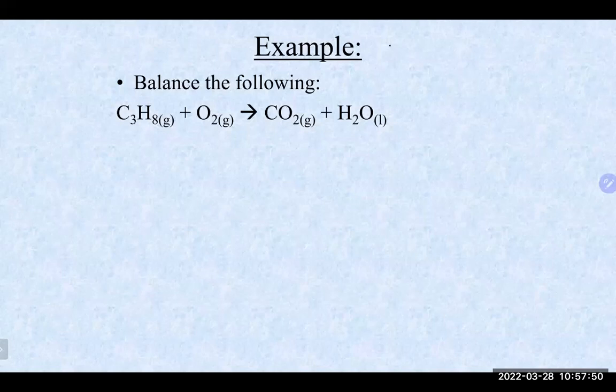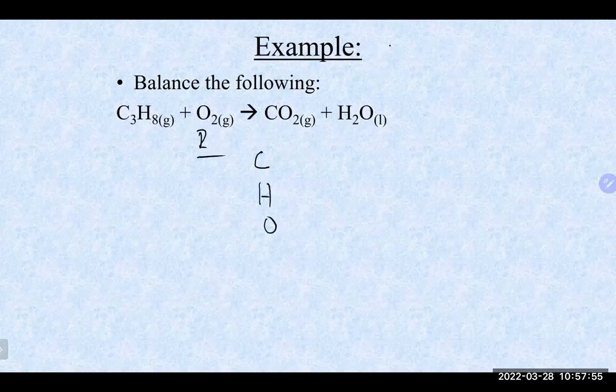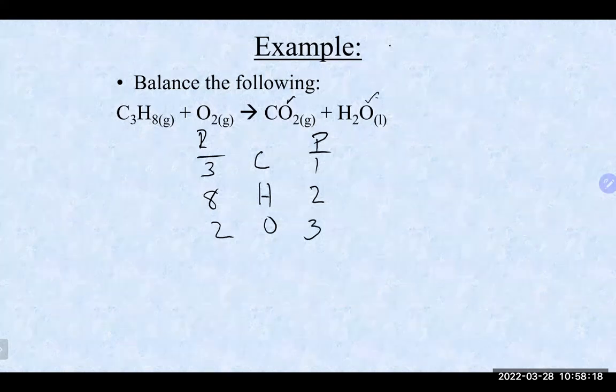Make our table. We've got some carbon, we've got hydrogen, we've got oxygen, reactant side, product side. Left-hand side, 3 carbons, right-hand side, 1 carbon. Left-hand side, 8 hydrogens, right-hand side, 2 hydrogens. Left-hand side, 2 oxygens, right-hand side, we've got 2 oxygens there, plus 1 more there, which does give us 3 in terms of oxygen. In this case, not much balance, so perhaps the easiest thing to balance would be to start with the carbon.